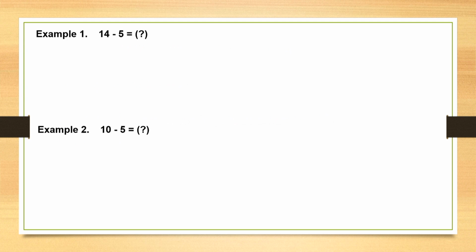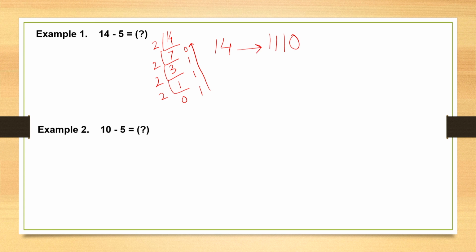So, let us take an example, 14 minus 5. First you should have the decimal 14, so convert it into binary. So, 2 7s are 14, remainder is 0, 2 3s are 6, remainder is 1, 2 1s are 2, remainder is 1, 2 zeros are 0, so remainder is 1. We have to take it in this way. So, the binary representation of 14 will be 1110. This is the binary representation of 14.